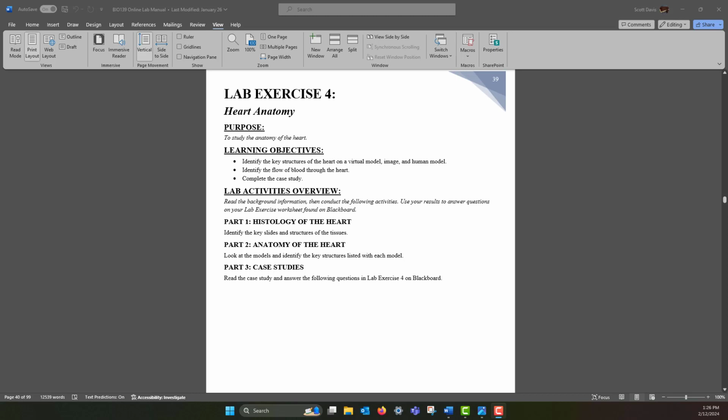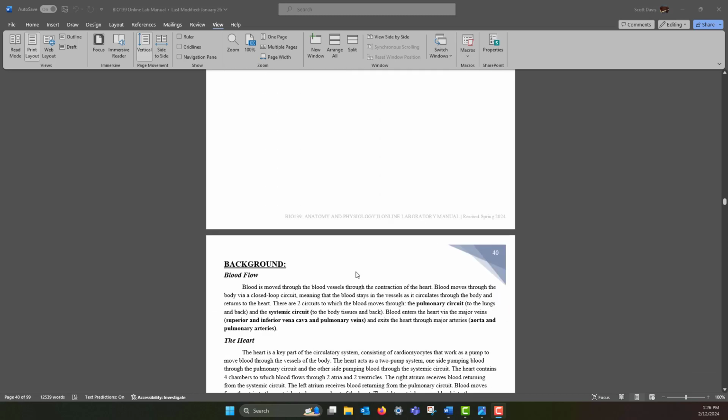So let's go ahead and take a look at lab exercise 4. There's going to be some material in this lab manual that you will need to work on, as well as some activities in the lab worksheet, and the lab worksheet is what will be graded. As always, we have our cover sheet for the lab that gives us the purpose, the learning objectives that we hope to achieve during this lab, and the different parts of the lab activities.